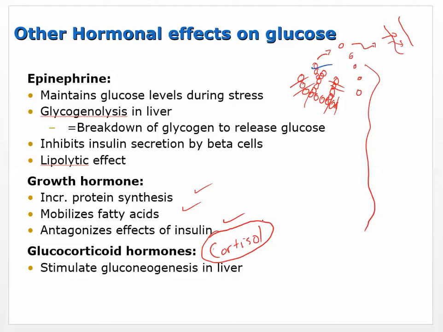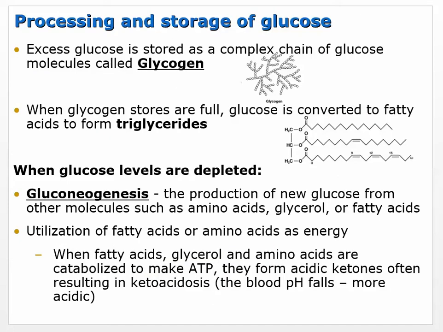Glucocorticoid is just a category, but the gluco means that it causes an increase in glucose. Okay, so it stimulates gluconeogenesis in the liver. That means that you're generating new glucose. Okay, so that's what gluconeogenesis is.